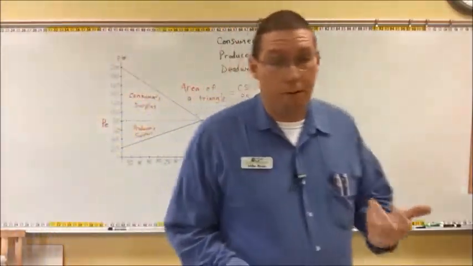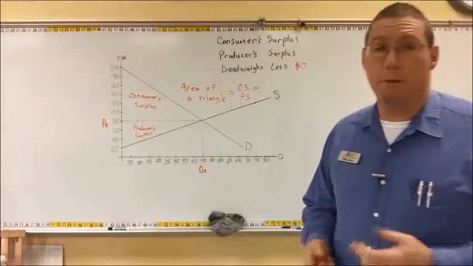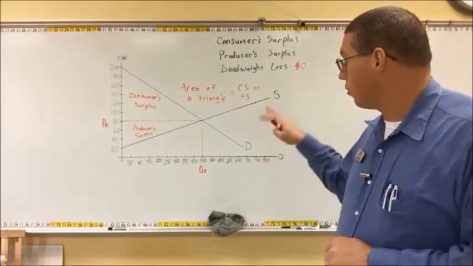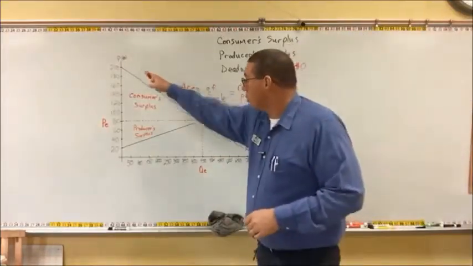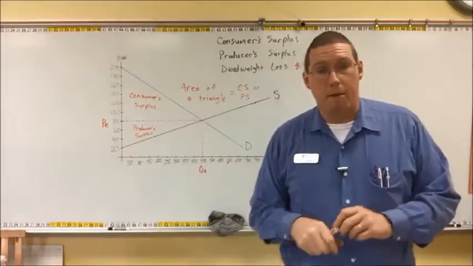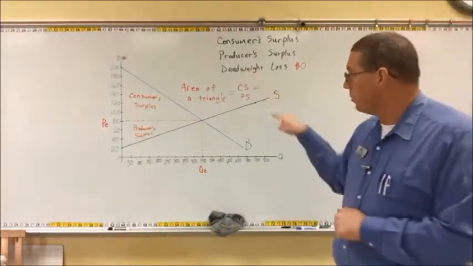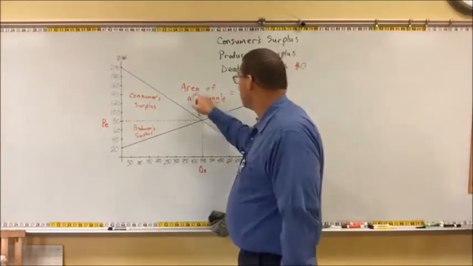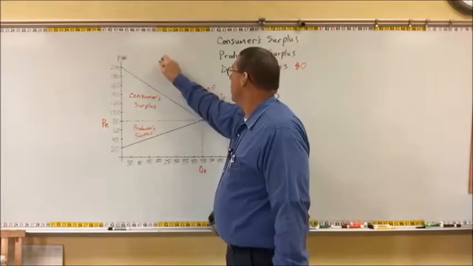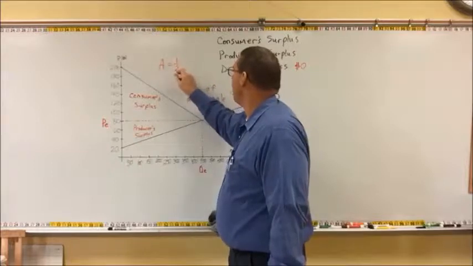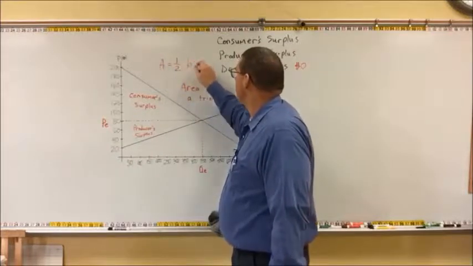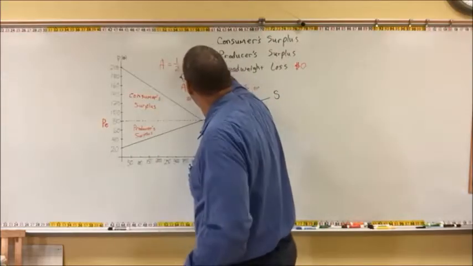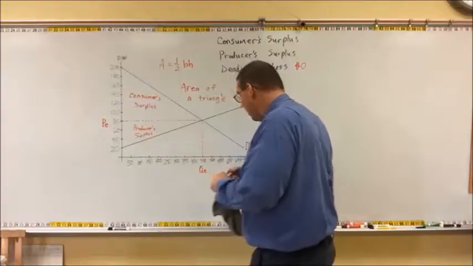Now, if you're in a more advanced economics class, then you're not going to simply use the area of a triangle. You're probably going to use calculus to determine that area, because you're not going to be dealing with straight lines. Okay? But in a basic economics class, you should probably be dealing with straight lines. The area of a triangle, in case you don't remember the formula, is equal to 1/2 times base times height. So that's all you're going to be doing here.